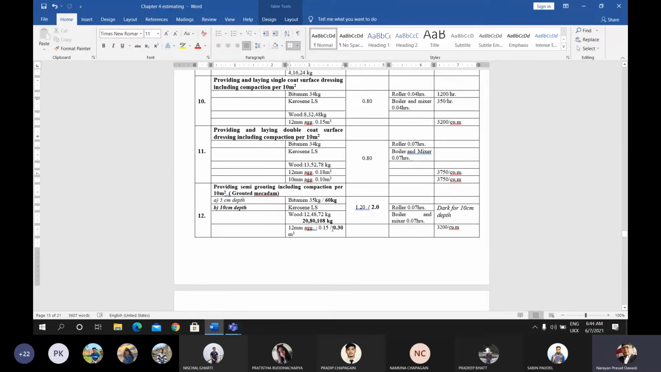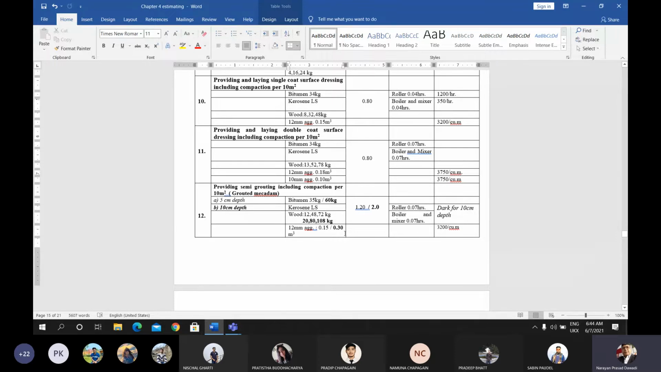Now, providing semi-grouting or grouted macadam, including compaction, per 10 meter square. This is another type of surface course. Surface dressing is one type of surface course, and grouted macadam, also called penetration macadam, is another type of surface course. For the 5 centimeter and 10 centimeter depth, it can be done in 5 centimeter and 10 centimeter.